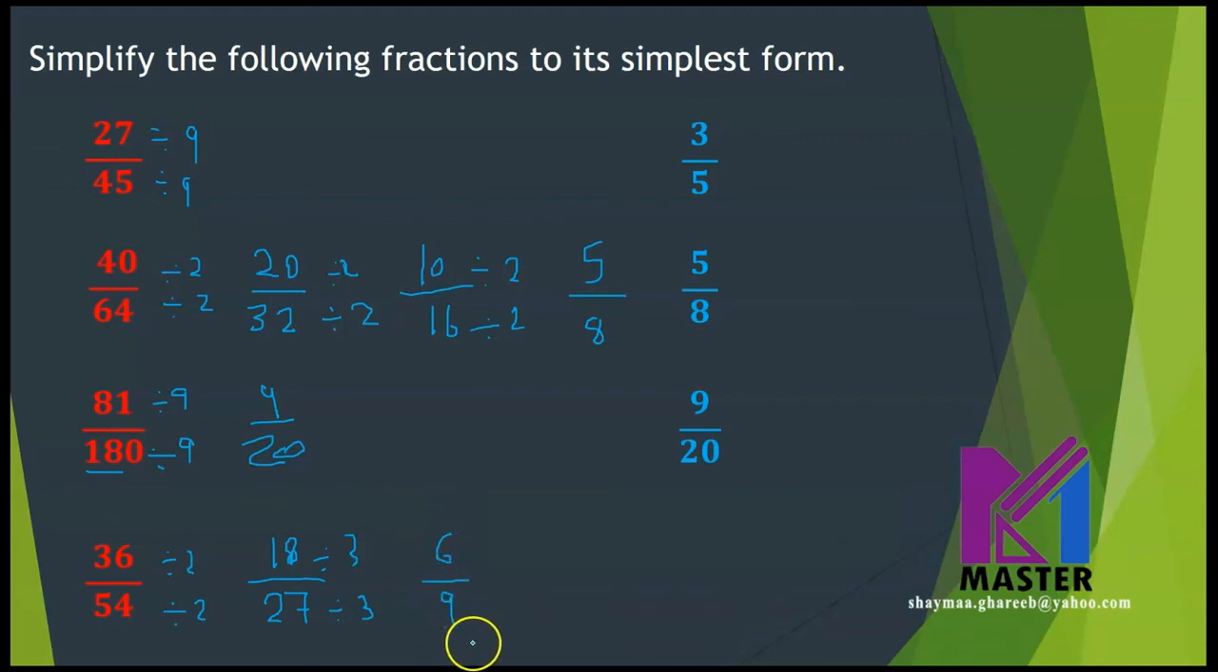Can I do any more division? Yes, I can divide up and down by 3. So 6 divided by 3 equals 2, and 9 divided by 3 equals 3. Can I do any more division? No, which means this is the simplest form. Or I can divide by 9 from the beginning or by 18 to get the simplest form in one step.